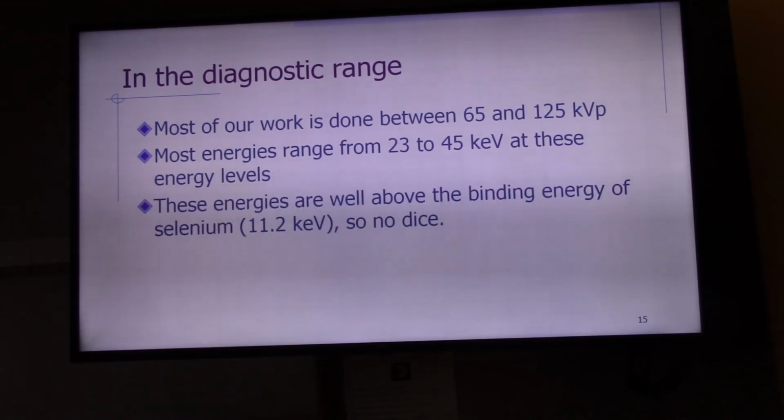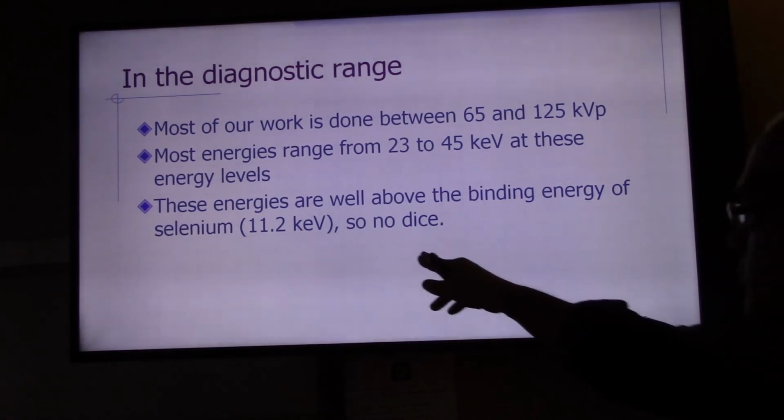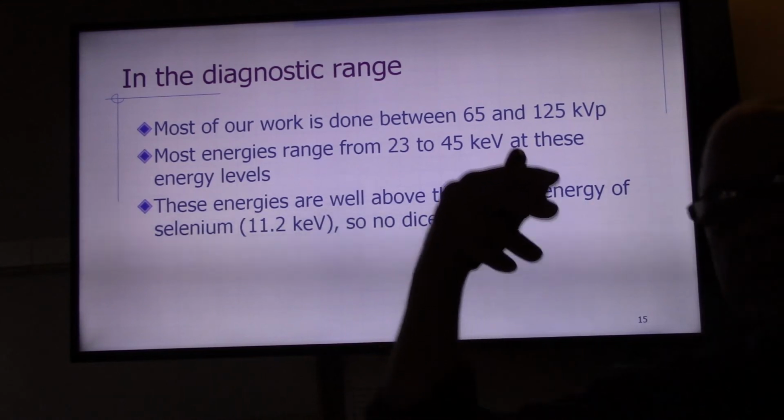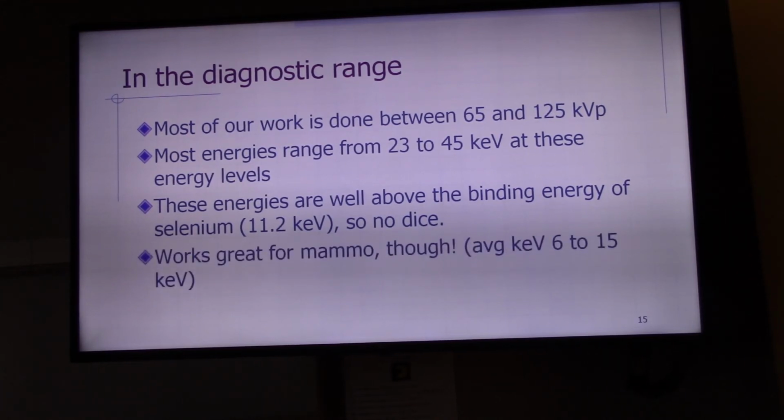These energies are well above the binding energy of selenium. Remember, we were talking about amorphous selenium for an image receptor. Well, that thing's only got a binding energy of 11. So a lot of our X-rays are just going to blow right through it. It's not going to be very sensitive. It's going to be very inefficient, as a matter of fact. It's not going to work very well.